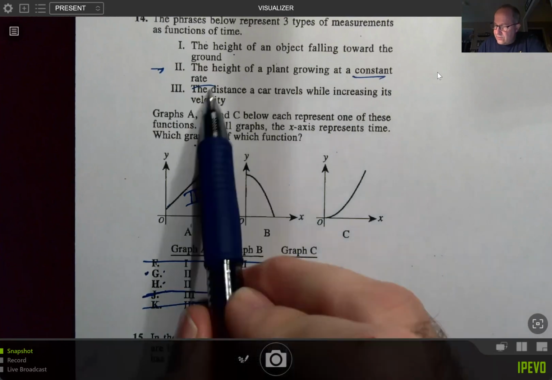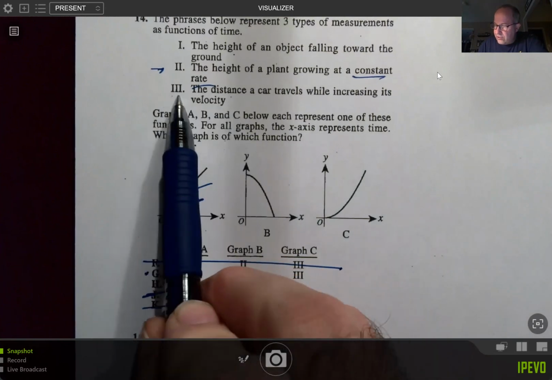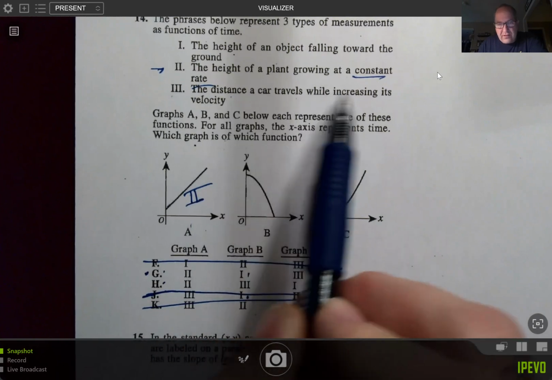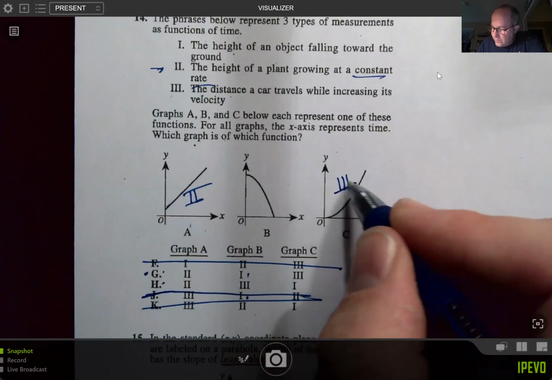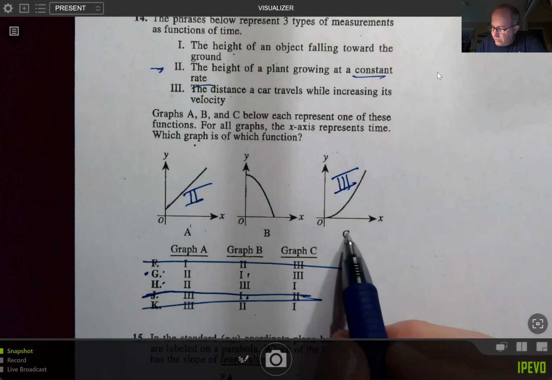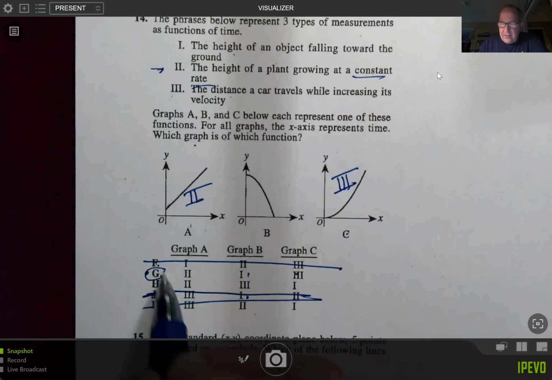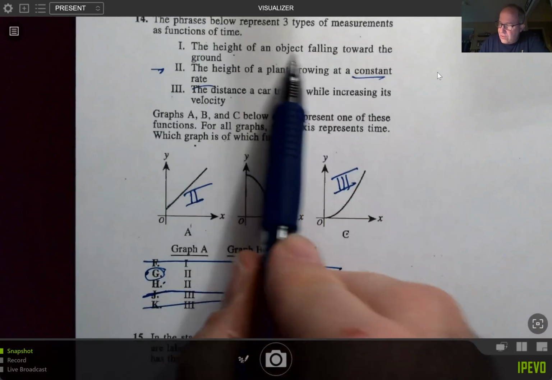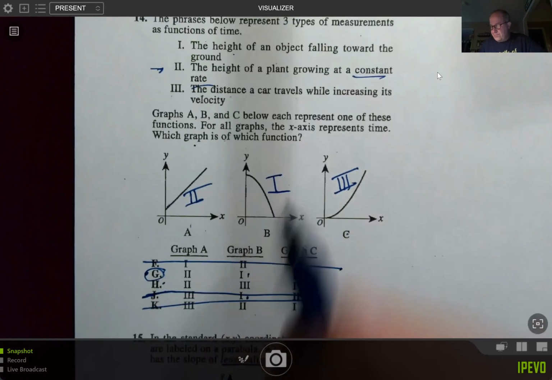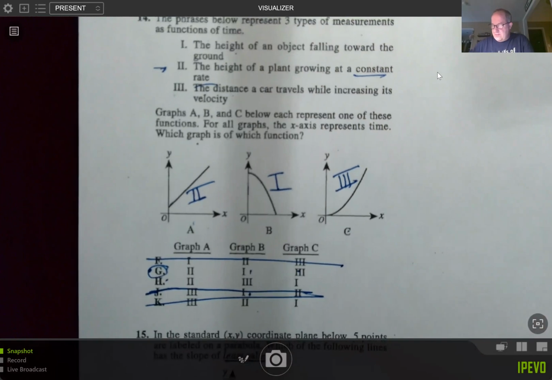Here, the distance, so Roman numeral 3, the distance a car travels while increasing its velocity, right? Well, it's going to be going faster and faster and faster. So this would be Roman numeral 3. So graph C is Roman numeral 3. It's got to be letter G. I didn't do the first one because you knew that one, right? The height of an object falling towards the ground. Now that's this one. Okay, 15.